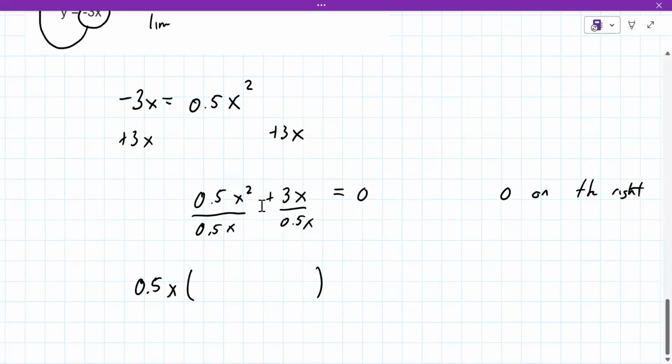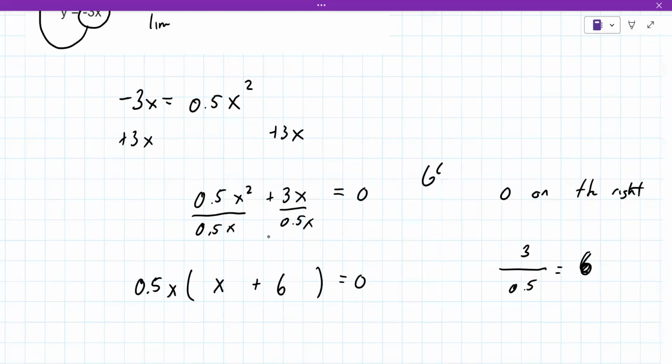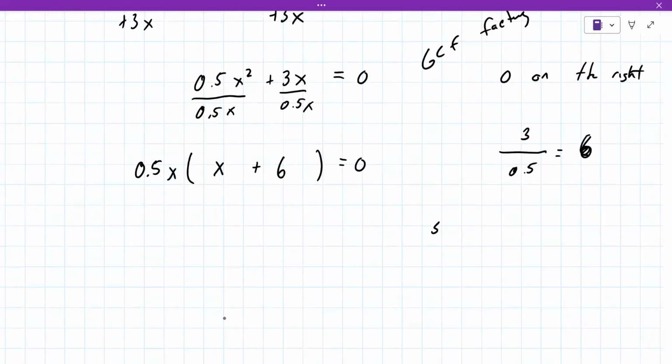So on the first term, 0.5x squared divided by 0.5x is x. 3 divided by 0.5, 3 divided by 1/2, it's like multiplying by 2, so it's x plus 6. Sorry, 6. All right. And this is just GCF factoring. We did that a bunch at some point. But now you set each term equal to 0. You set 0.5x equal to 0, x plus 6 equal to 0.